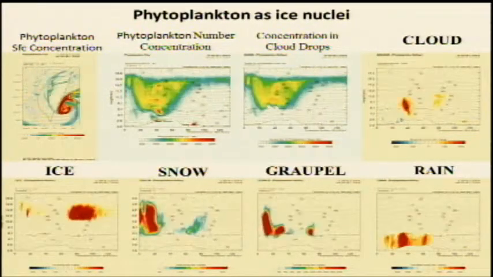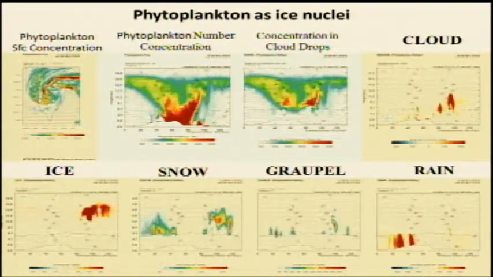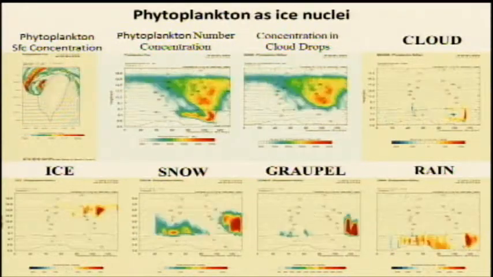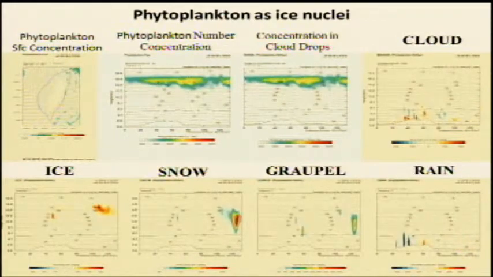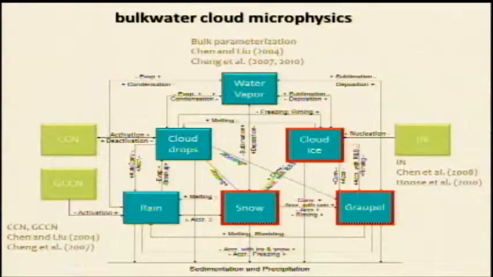And these are the effects of the phytoplankton. You see large changes in cloud ice, snow, graupel and rain. Actually, they significantly enhance the surface precipitation.